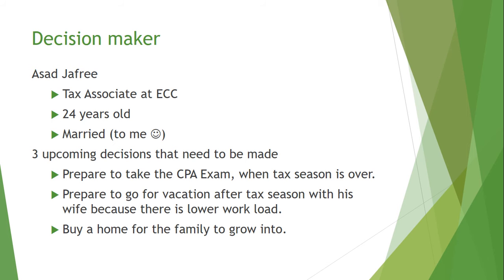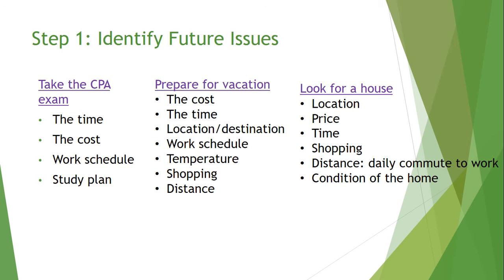The second decision is to prepare to go for a vacation after the tax season with his wife, because there's going to be a lower workload, and third, to buy a home for a family to grow into. Each of these decisions requires further assessing.